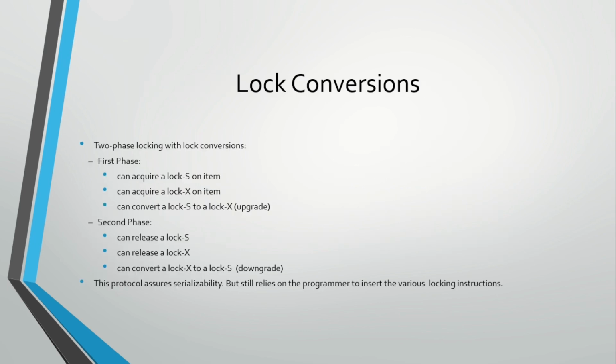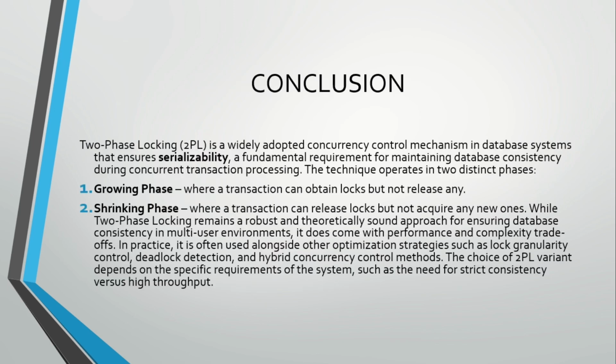Lock conversions. Two-phase locking with lock conversions. First phase: can acquire a lock-S on an item, can acquire a lock-X on an item, can convert a lock-S to a lock-X (upgrade). Second phase: can release a lock-S, can release a lock-X, can convert a lock-X to a lock-S (downgrade). This protocol assures serializability, but still relies on the programmer to insert the various locking instructions.